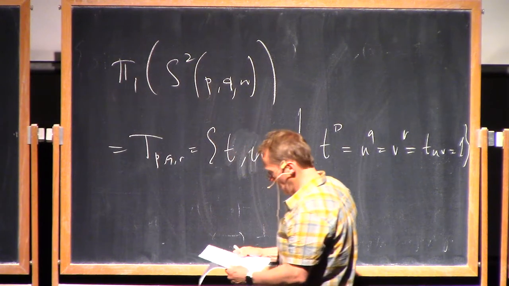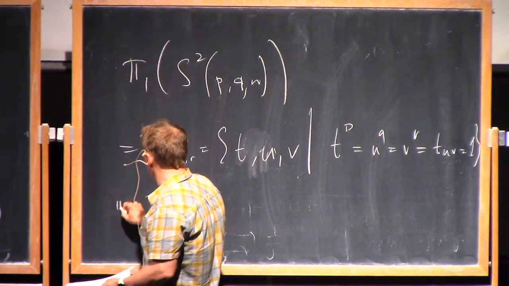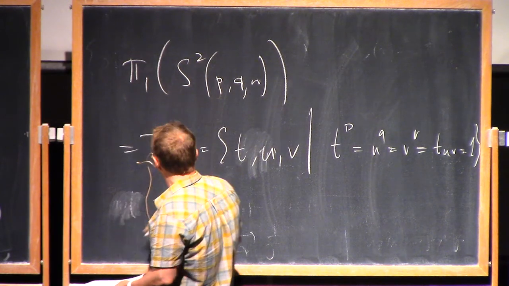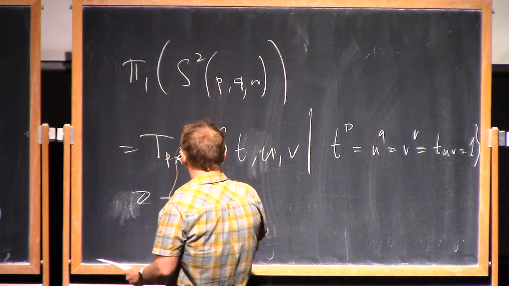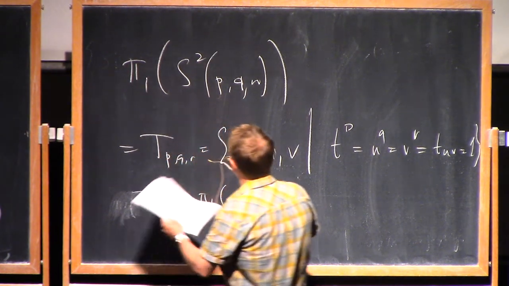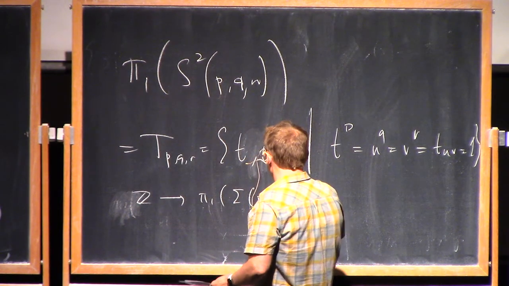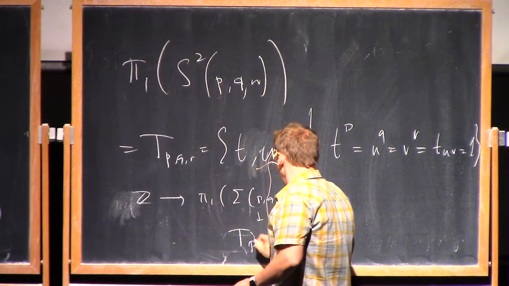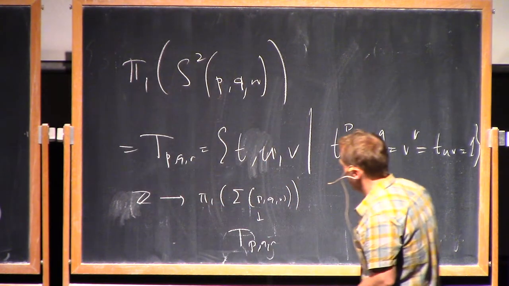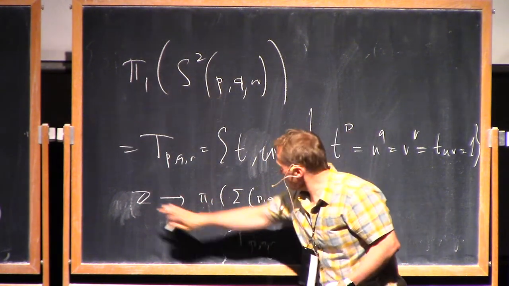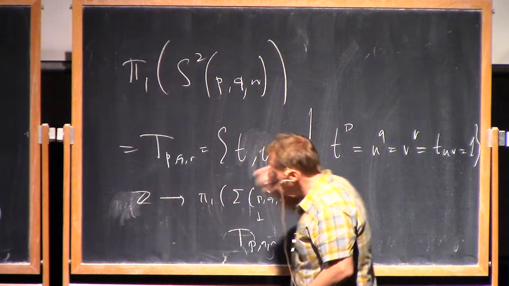Now, on the other hand, what this tells you is that the fundamental group of these Brieskorn spheres is an extension of the triangle group by Z. So the fundamental group that we're interested in. So this is a central element.